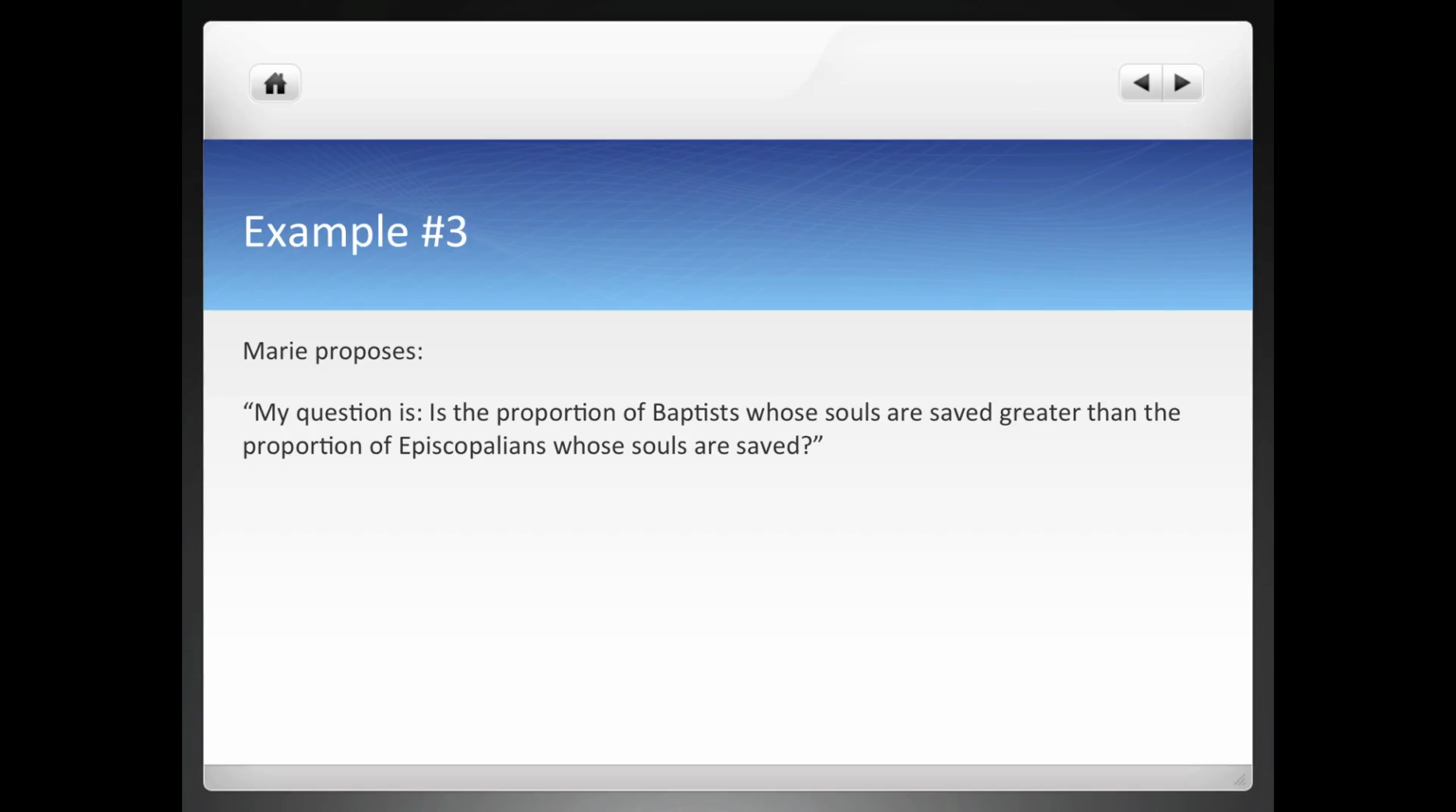Example number 3, Marie says, is the proportion of Baptists whose souls are saved greater than the proportion of Episcopalians whose souls are saved? My response will be, seriously. Example number 4.